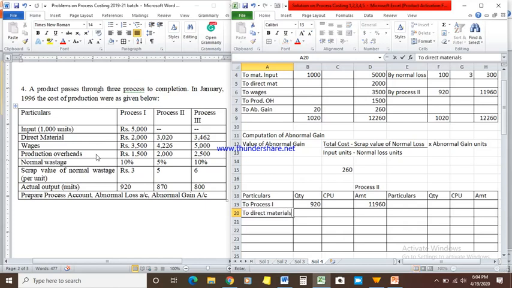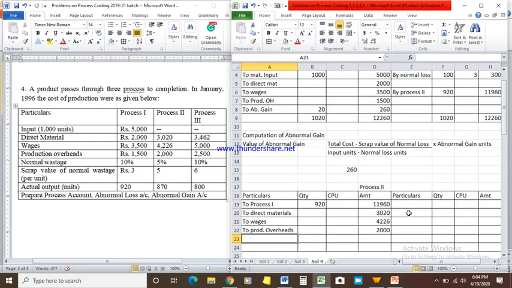To direct materials 3,020, to wages 4,226, to production overheads 2,000. Now in process 2, what has happened?